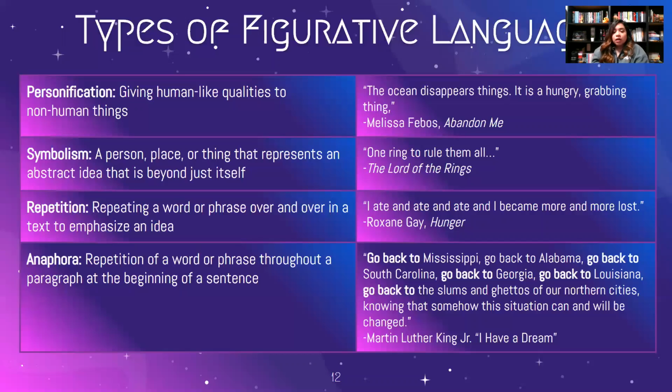And then we have anaphora. An anaphora is the repetition of a word or a phrase throughout a paragraph at the beginning of a sentence. So you're going to see a full paragraph in a text, and if you see anaphora, it's because the word is being repeated at the beginning of the sentence. So in Martin Luther King Jr.'s I Have a Dream, which we read earlier this year, he says, go back to Mississippi, go back to Alabama, go back to South Carolina, go back to Georgia, go back to Louisiana, go back to the slums and ghettos of our northern cities, knowing that somehow this situation can and will be changed. So he's using anaphora by repeating go back over and over in that text.